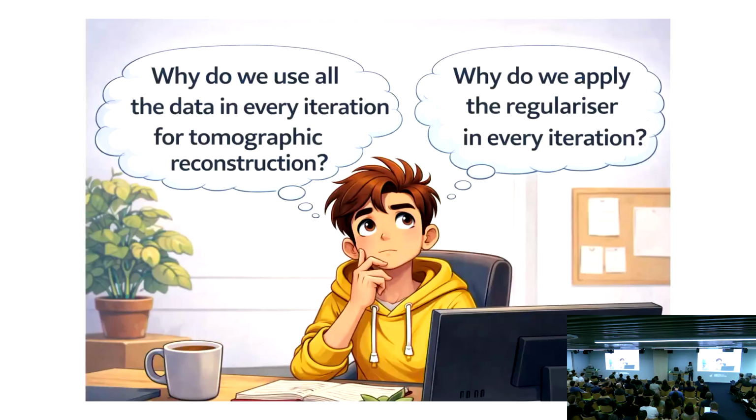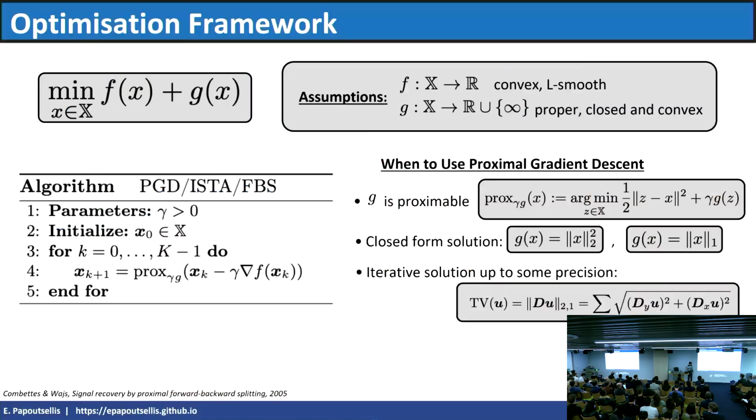My talk will try to answer two fundamental questions. Why do we use all the data in every iteration for tomography reconstruction? And the second is, why do we apply the regularizer in every iteration? Why do we apply TV in every iteration, or BM3D, or some pre-trained denoiser? The first is focused on the split term, and the second is for the skip term.